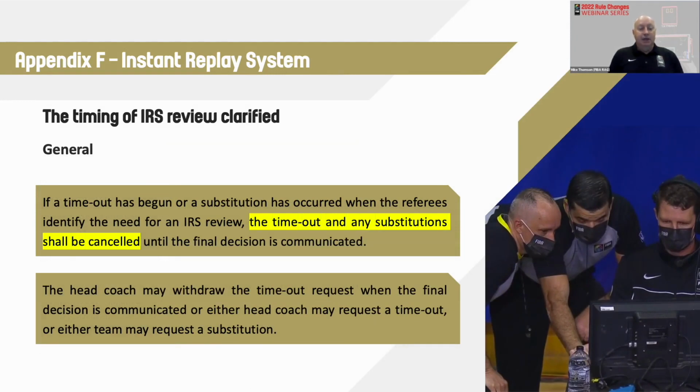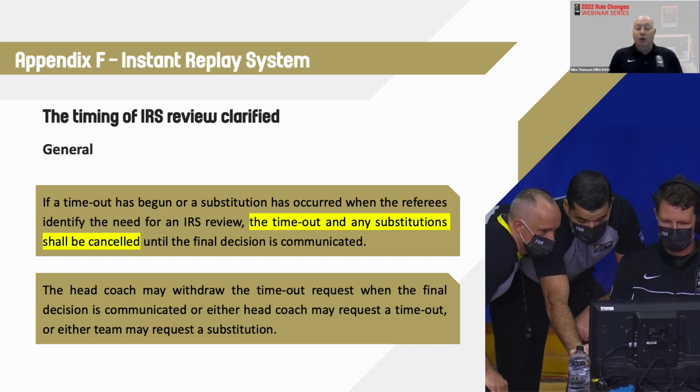So let's review this again. The timing of the IRS review is clarified. If a timeout has begun or a substitution has occurred when the referees identify the need for the IRS review, that timeout or substitutions are canceled until after the final decision is communicated. Once the final decision is communicated, either team may have a timeout or either team may have a substitution.